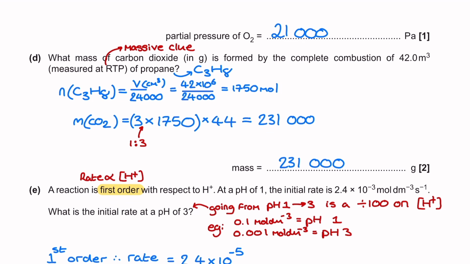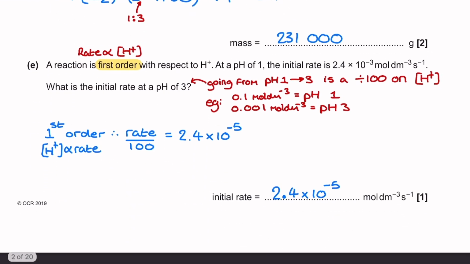And then I multiply by the molar mass of carbon dioxide, which is 44, and that gives me a mass value of 231,000 grams. My answer will come out in grams because I've used grams per mole here for my molar mass, and I've got just a regular mole value.